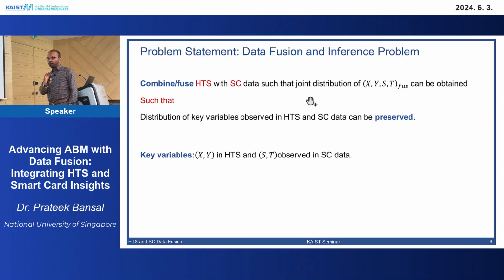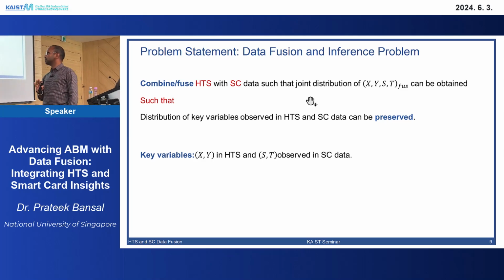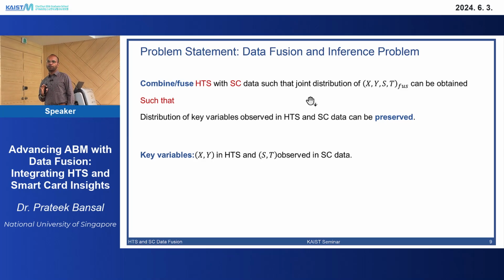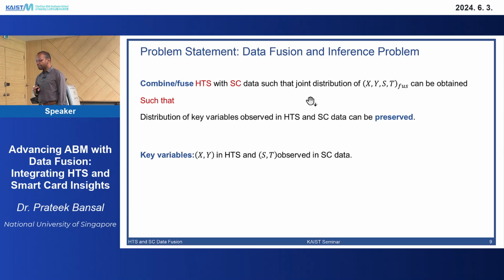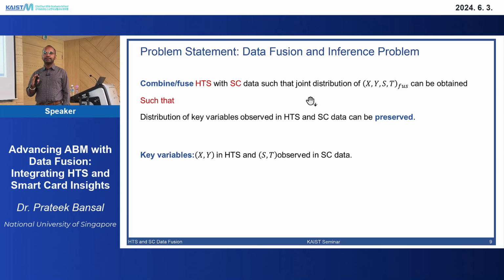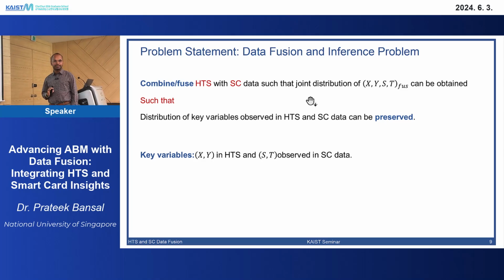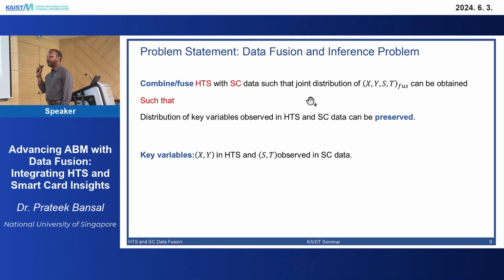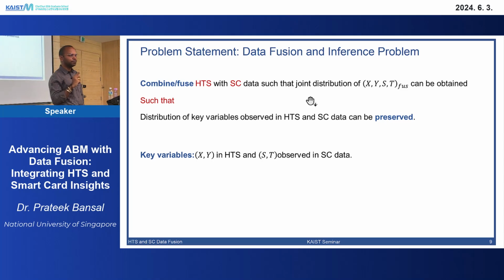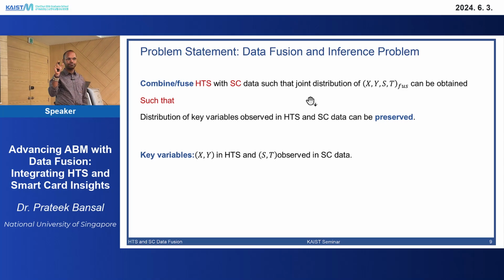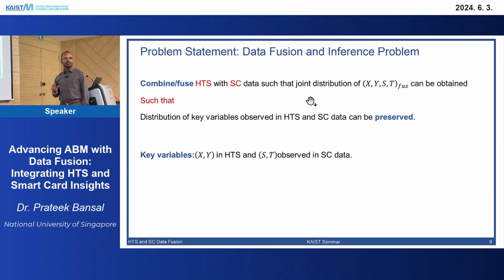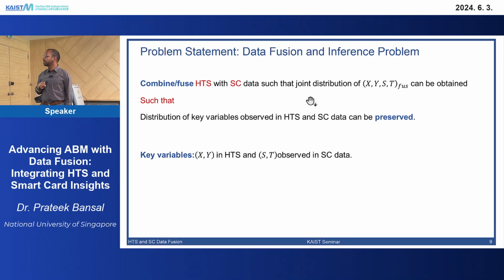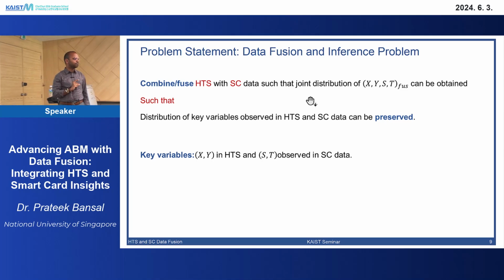So I hope the problem is clear and what we are trying to solve is clear, but let's formally define what we really want to achieve in the end. So we want to combine the HTS data with the SC data to create the joint distribution of all the four types of attributes that I mentioned. Just to remind, X is demographics, Y is travel mode, trip purpose, and the number of trips in the activity schedule. S is the spatial stamps, and T is the temporal stamps of the activity schedule.